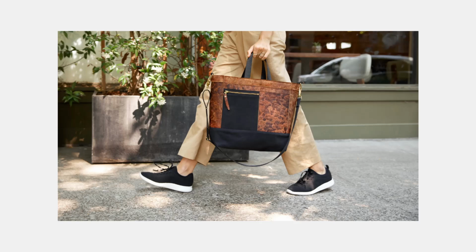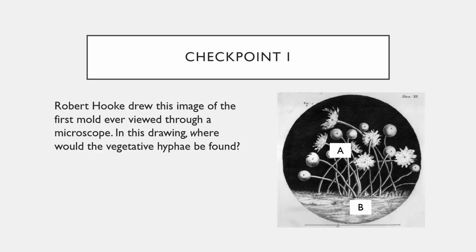So in this checkpoint, what you're looking at here is an image that was drawn by Robert Hooke, who developed some of the most powerful early microscopes, and this image is one that he drew of mold looking through the microscope. So in this drawing, where would you find the vegetative hyphae? Would you find it in the area designated letter A or the area designated letter B?